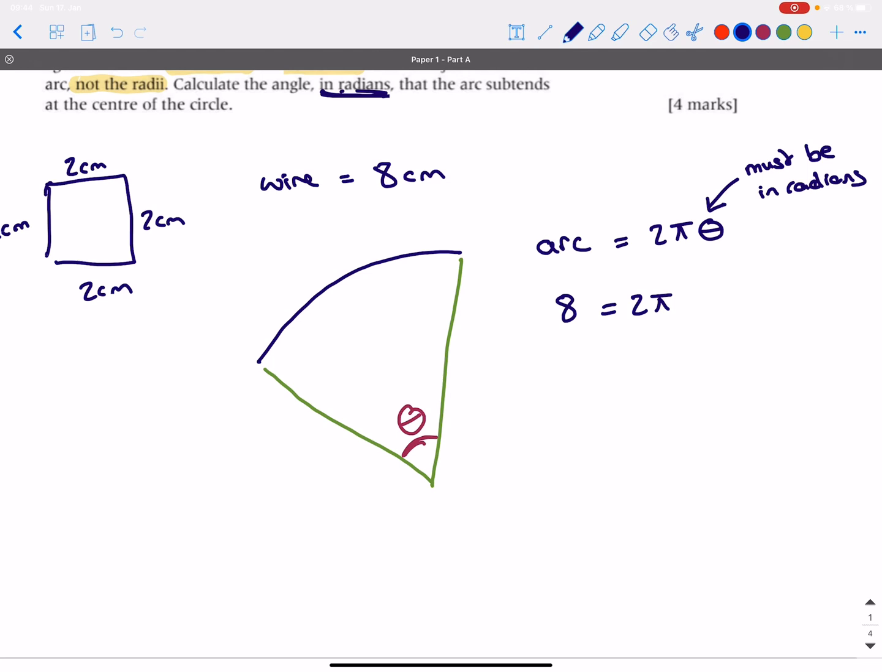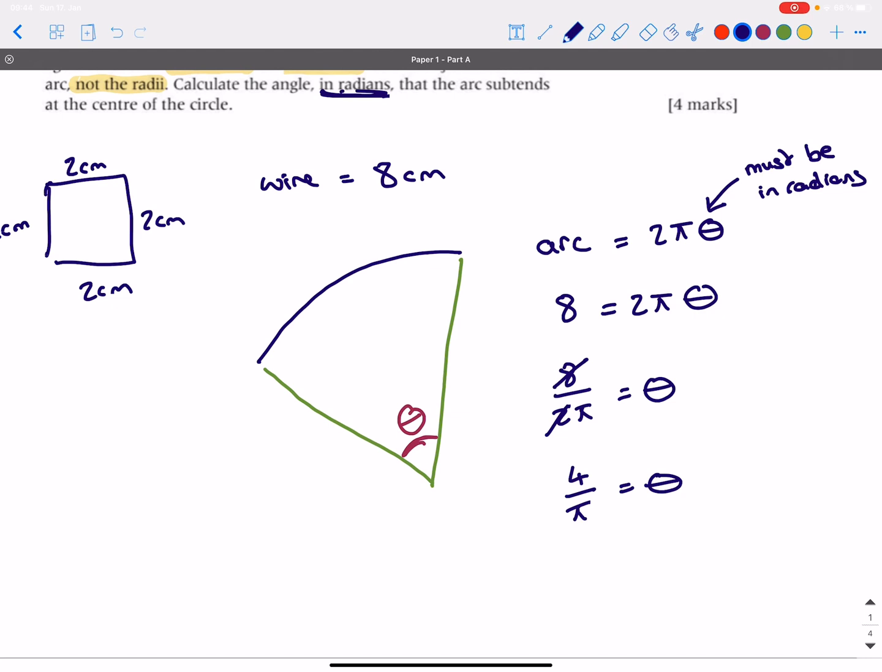I have 2 pi and my theta there. And it wants us to calculate that theta. So that theta will be 8 over 2 pi. And I can cancel out that 2 with the 8. So then I've just got 4 over pi equals theta. Now, some of you might be thinking, is that a full answer? It's still got a fraction in it.